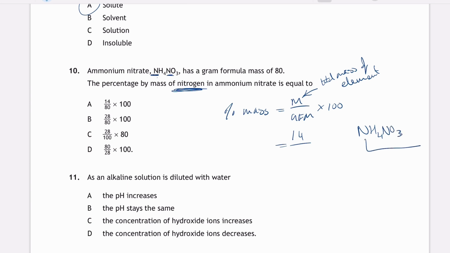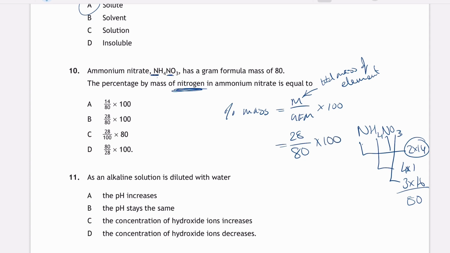So we have, for the nitrogens, we've got 2 times, I've run out of room here. That line was far too big. Sorry guys. So 2 times 14 here for the nitrogens, 4 times 1, and then 3 times 16. And if you add that all up, it should give you 80. So you'd get, why have I written 14 there when I was telling you it should be 28? So yeah, 2 times 14 is 28. That's the total mass of nitrogen, divided by 80 times 100.